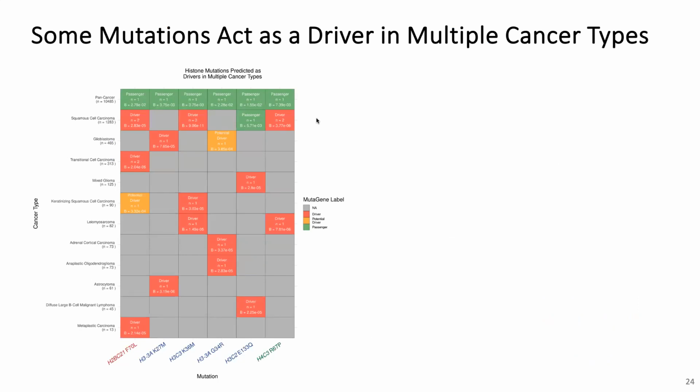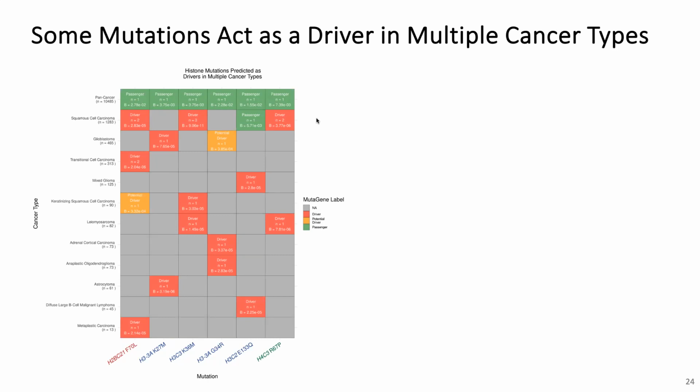So here on the x-axis, what you can see are 6 different mutations. And on the y-axis, the cancer types that are predicted as a driver in, or in some cases, a passenger, potential driver, or weren't observed in, inside of gray. And we've also shown the number of times that that mutation was observed inside of that cancer type, inside of each cell, as well as the B-score for MutaGene.